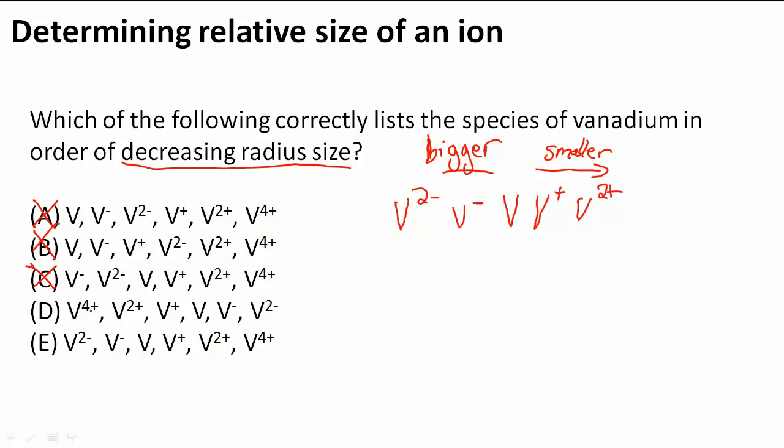Then V4 plus, we know that if it's positive, it's actually going to be smaller, so this is probably one of the smallest ones, which would not give us decreasing radius size. So D is wrong. And the only answer we're left with is E, which matches pretty closely to what we have, except they have a V4 plus, and we know that would even be smaller than V2 plus because it's lost 4 electrons. So the answer to this question is E.